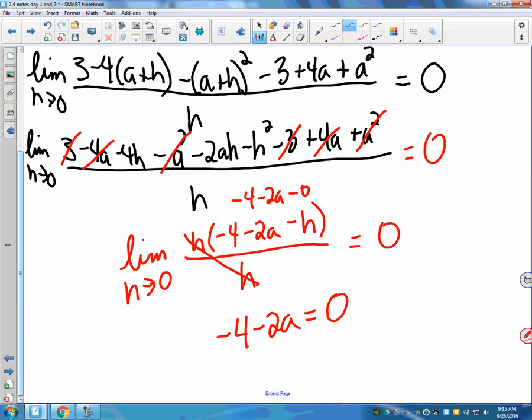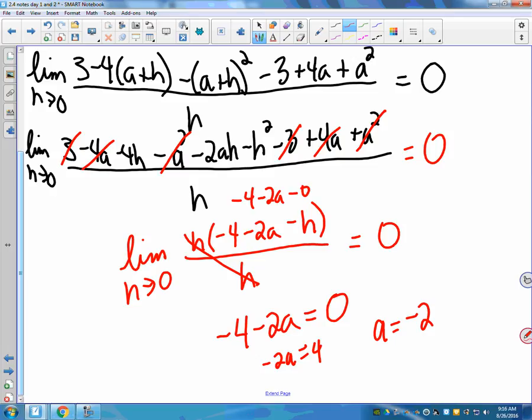Other questions? So because this doesn't say find the slope at this point, it says find when the slope is 0, I can solve this for a. So I'll get negative 2a equals 4. A equals negative 2.